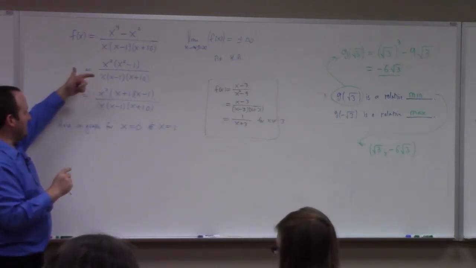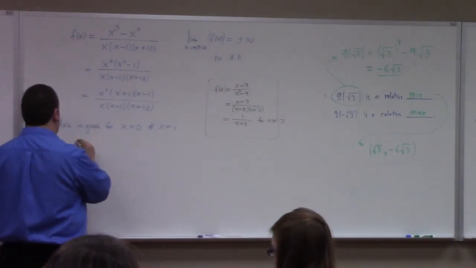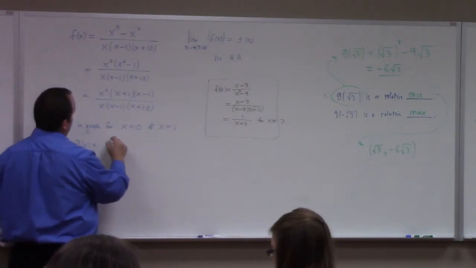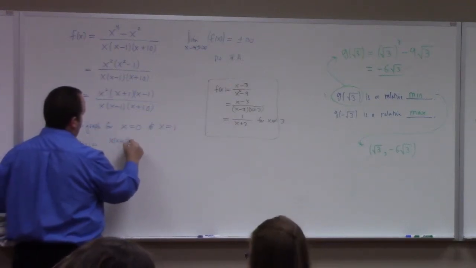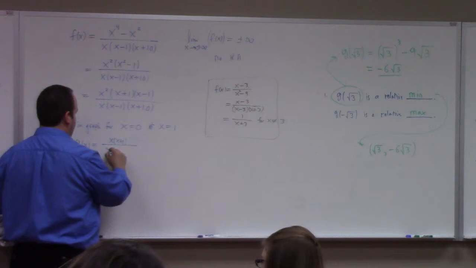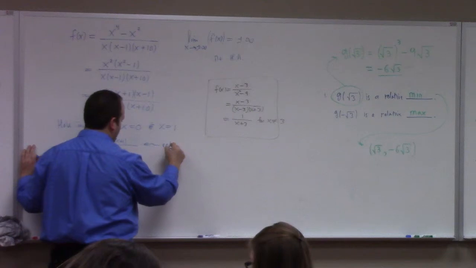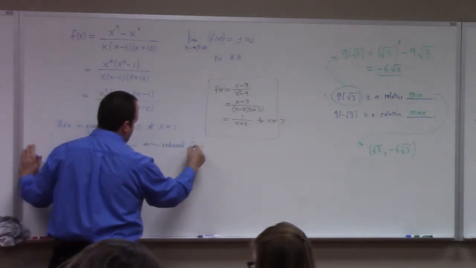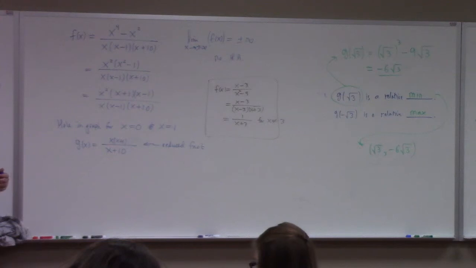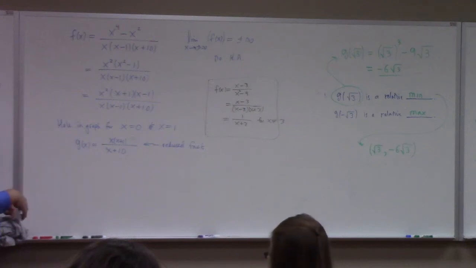The other hole in the graph would be at, so, you could define another function, g of x, equal to x times x plus 1 over x plus 10. This is what's called the reduced function. How you get the reduced function from the function, you just take the graph, and anytime there's a hole, you just fill it in. So this is f of x with the holes filled in, which just means you cancel out the offending thing.